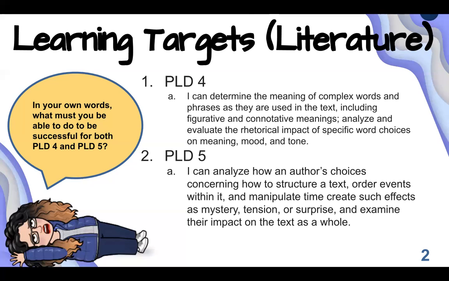How to order the events, flashbacks, flash forwards, how to manipulate time. What does that do in regards to mystery and tension and surprise? And then examining that as a whole on how they impact the text, meaning how they impact the theme, characters, and so forth. So these two are combined because they do fit together really well. And Toni Morrison is an excellent novel to be able to show off that you can do these skills.